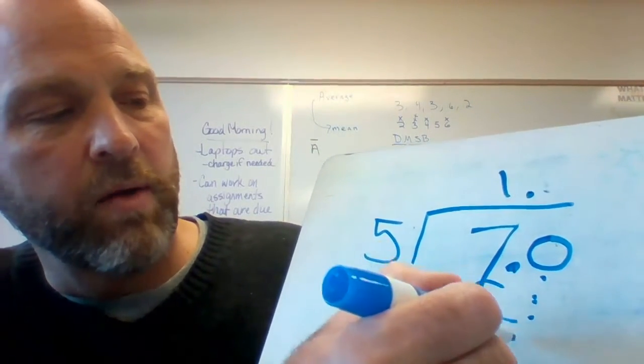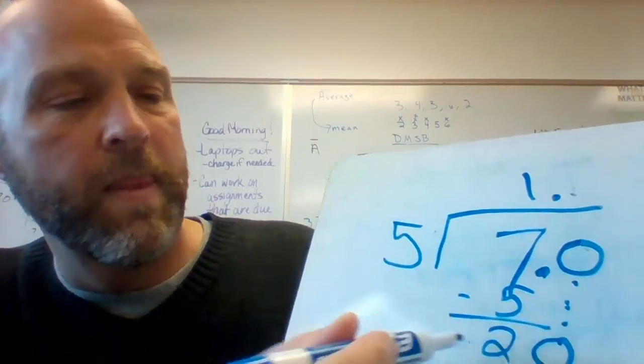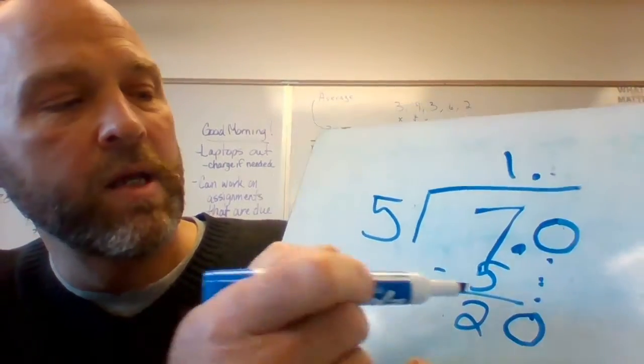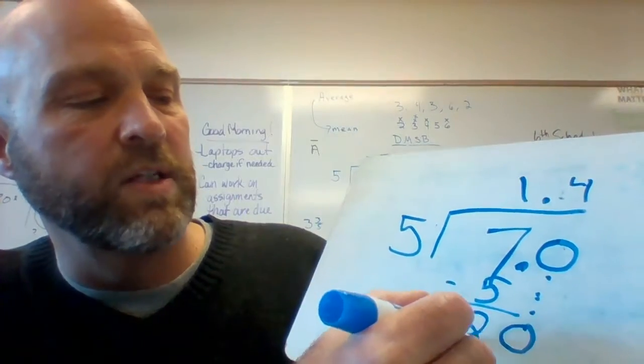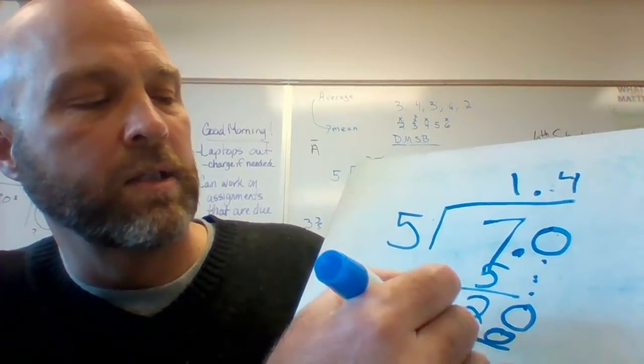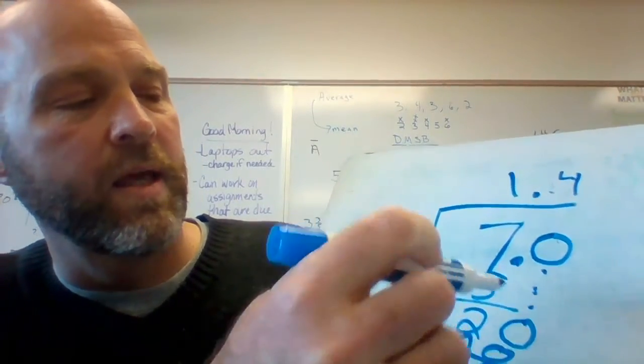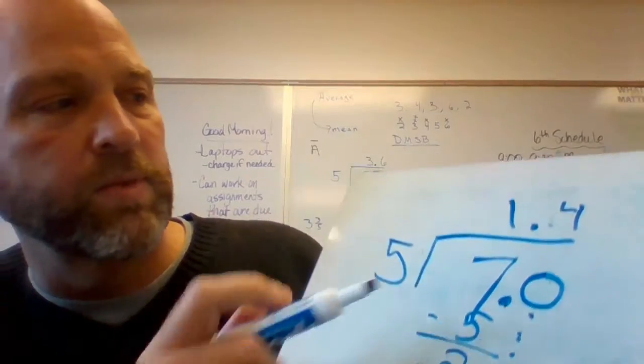So I'm going to bring down, now I'm going to do the whole thing over again. 20 divided by 5 is 4. 4 times 5 is 20. I subtract, and I have nothing, and I don't need to bring anything down because my problem's done.